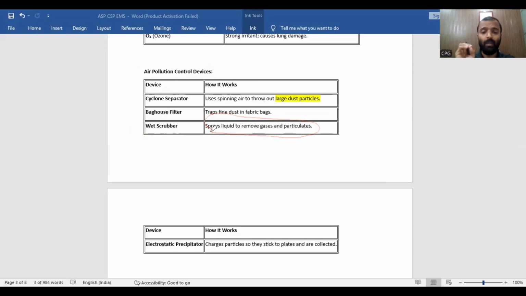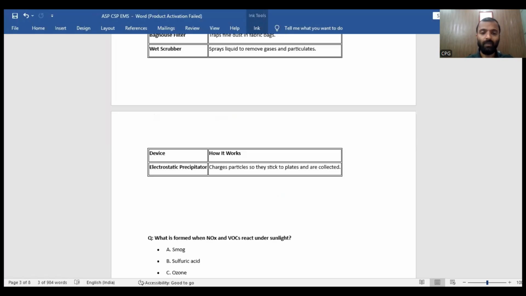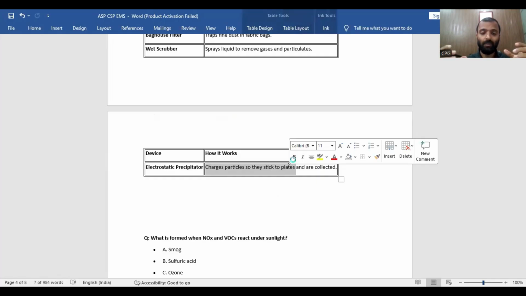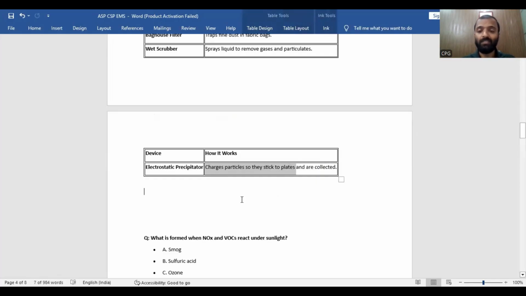Wet scrubber, it sprays to remove gases and particulates. Now, electrostatic precipitator, it uses electric charges to separate particles so that they can stick to plates and be collected. Positive and negative charges are used. Okay, so they get separated.